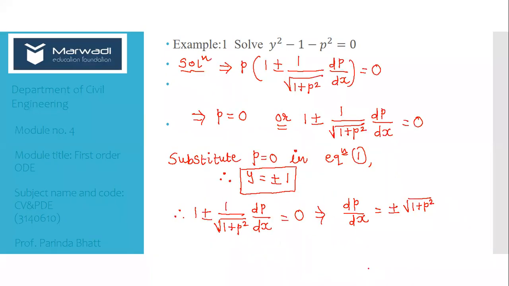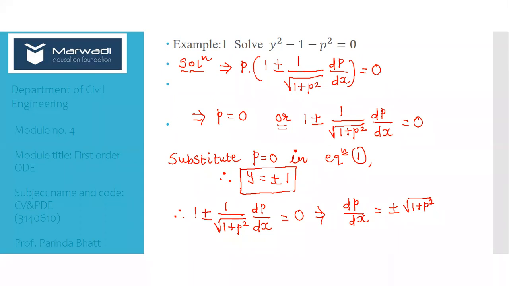Then after taking p common, move on to the left side. Therefore, into the bracket, this term is the remaining 1 plus or minus 1 upon under root 1 plus p square, dp by dt is equal to 0. Therefore, p equal to 0 and the other factor equal to 0.